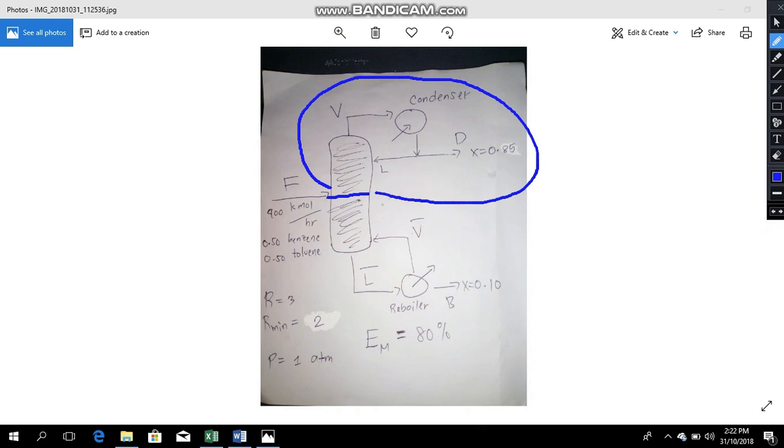Below here in the midsection, this is called the stripping section. We have a reboiler here. Liquid is fed in the reboiler, and there are two streams coming out from the reboiler, the bottoms and the vapor that is going back to our distillation column.